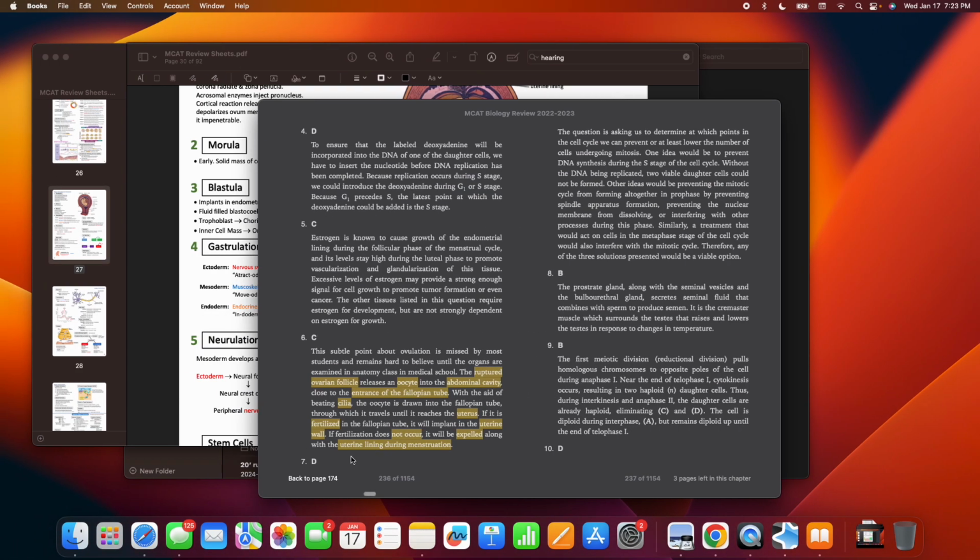Let's see, 7 is D. Yeah, so the question is asking us to determine at which points in the cell cycle we prevent or at least lower the number of cells undergoing mitosis. One idea would be to prevent DNA synthesis during S stage. Without DNA being replicated, two viable daughters could not be formed. Other ideas would be preventing the mitotic cycle from forming alternating prophase by preventing spindle apparatus formation, preventing nuclear membrane from dissolving, or interfering with other processes during the phase. Similar treatment that would act on cells in the metaphase stage of the cycle would also interfere with the mitotic cycle. Therefore, any of the three solutions presented would be a viable option.